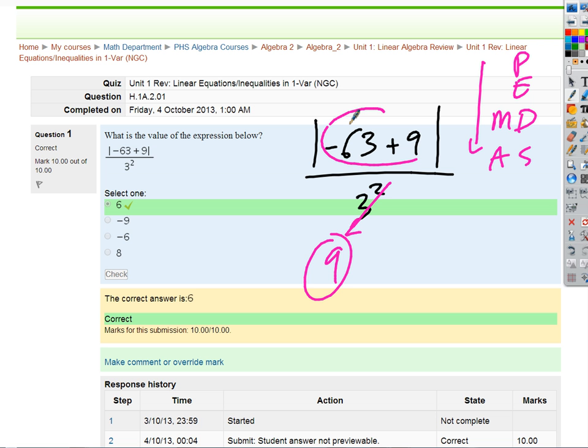How's that work? 63 minus 9. Good. Okay, you always subtract the smaller number from the bigger number and then give it the sign of the bigger one. In this case, negative 63. 63 is bigger than 9, so it'll keep the negative sign. But 63 minus 9 is 54. Make it negative, right? And then what do the absolute value bars turn around and do to that negative number? Make it a positive.